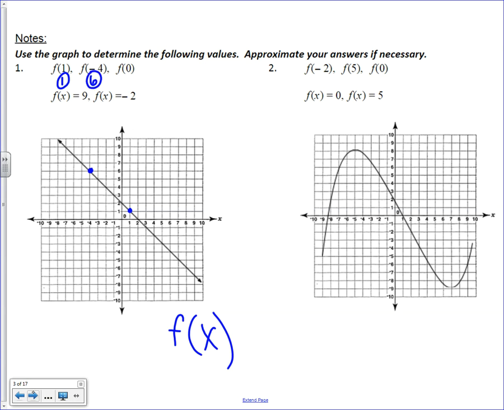Wonderful. And finally, the last one says f of 0. So go to where f is 0 or x is 0, and you get a 2 right there. How is that top row? Pretty easy, right? Okay, so let's go to the bottom row now.